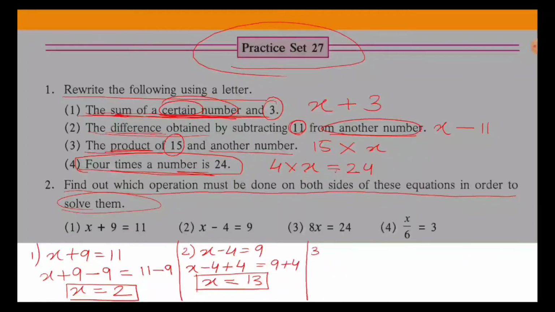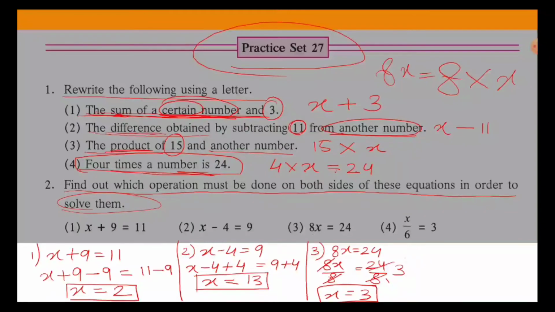Now let's see the third sum. 8x is equal to 24. Now what do you mean by 8x? 8x means 8 multiplied by x. Always remember, 8x is nothing but 8 multiplied by x. That means x is getting multiplied by 8. So if you are getting a multiplication, then you have to divide by the same number. So what will we be doing? We will be dividing by 8, and here also we will be dividing by 8. So this 8 will get cancelled, and only x will remain over here, and here 8 ones are 8, 8 threes are 24. So x is equal to 3 will be your answer.